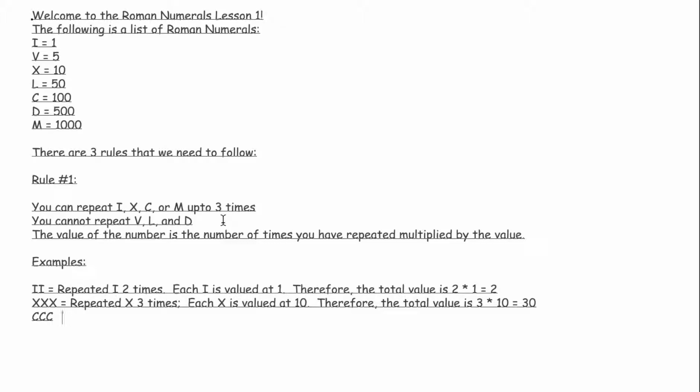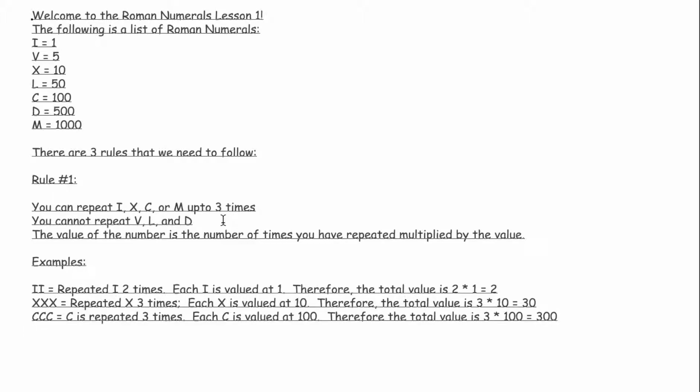One more example is CCC. Now what happens here? C is repeated 3 times. Each C is valued at 100. Therefore, the total value is 3 times 100, which is equal to 300.